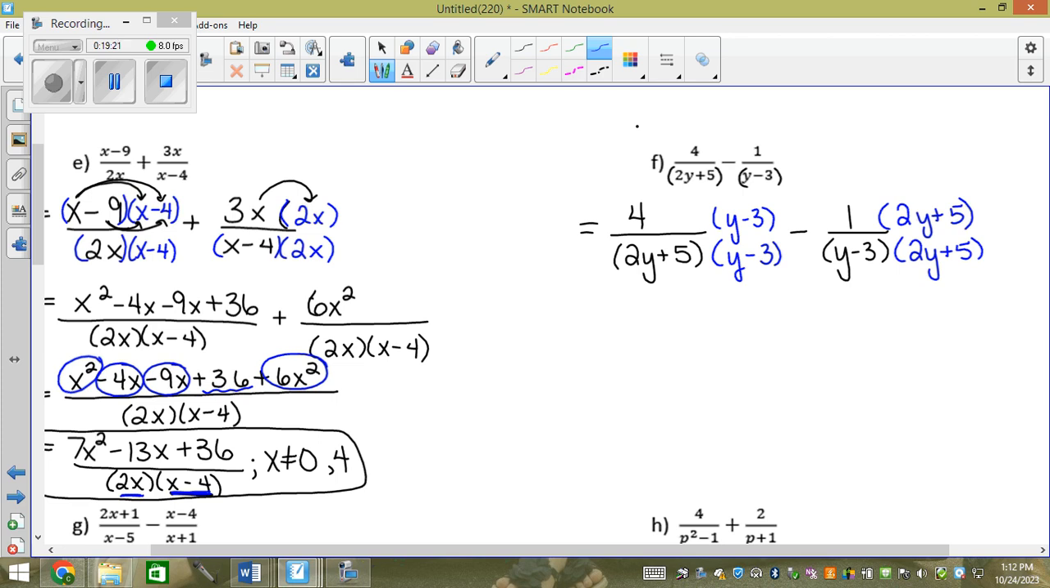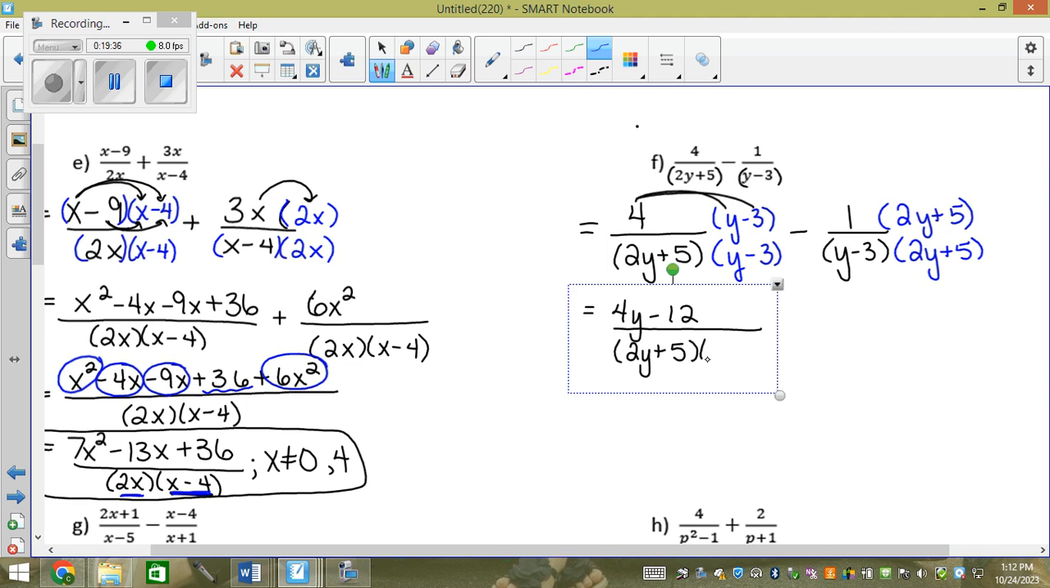But we do distribute our numerators. We distribute our numerators, but not our denominators. So we get 4y minus 12 over 2y plus 5, y minus 3, minus 1 times 2y plus 5, so minus 2y plus 5, all over 2y plus 5, y minus 3.